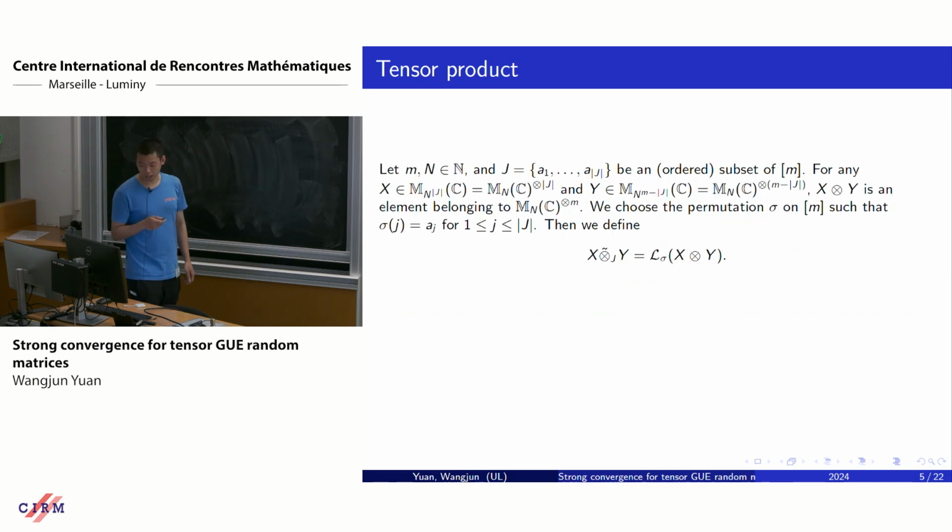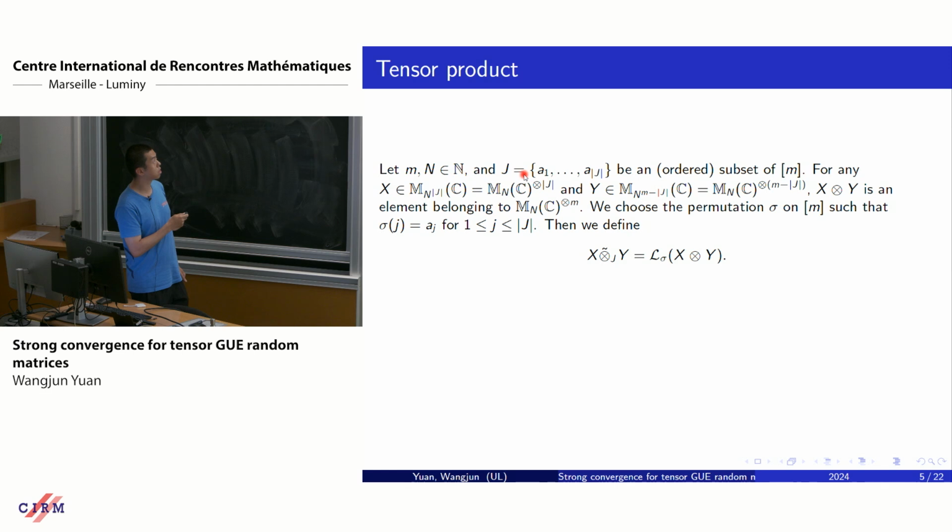Okay, next, let's turn to our new notation for tensors. We still take m and n to be integers, and we let J be a set of numbers a1, a2 up to a_|J|. Here I use the absolute value of J for the size of the set.